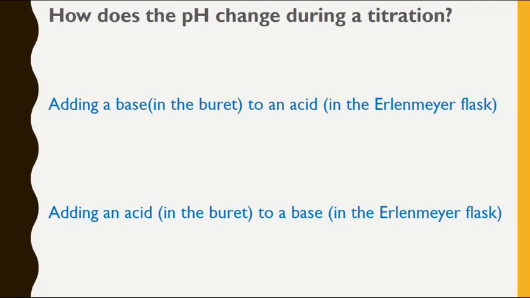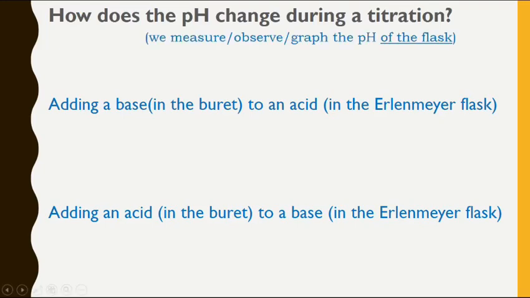And before we even talk about those two ways, it's important to keep in mind that we're going to be measuring, observing, and graphing the pH change of the flask. We can't measure the actual pH in our burette. It's made for measuring volume, and there's not enough space to measure other things in that same burette.